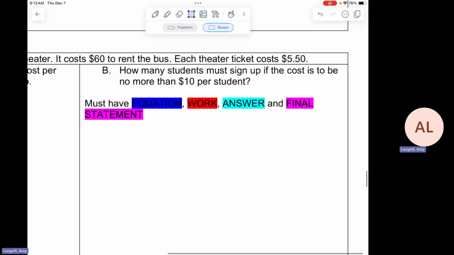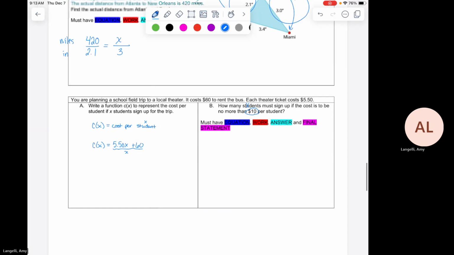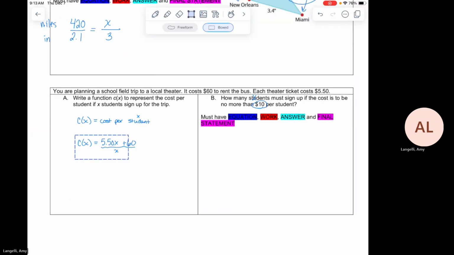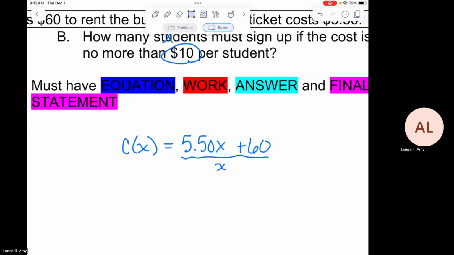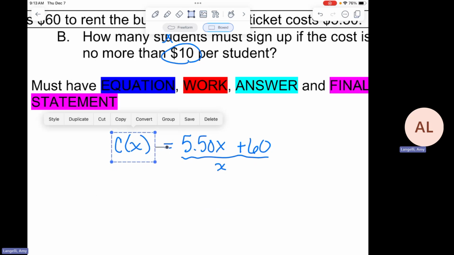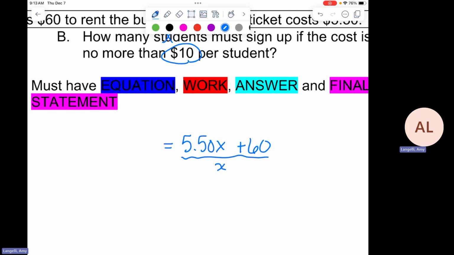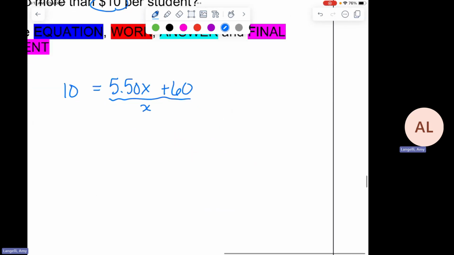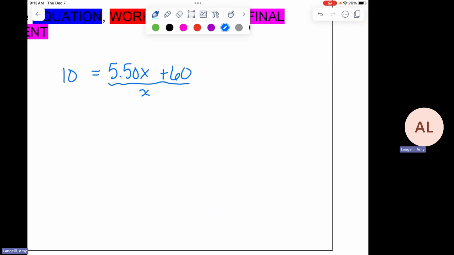How many students, that's x, must sign up if the cost is to be no more than $10 per student? So what does 10 go in for? The C of X. Good. I like that you seem to understand this is one item. So if this is the cost, we're going to delete it, and that's where the 10 goes. Now, just so you know, you're going to get a decimal answer here. When you do your work, you should get like 13.3.